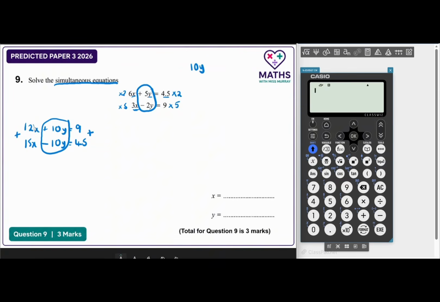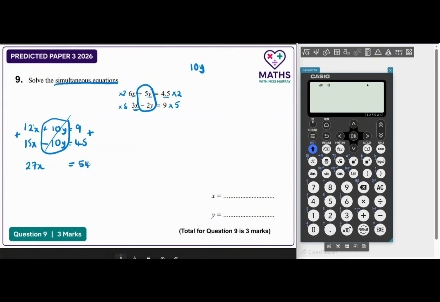So I'm going to add my 2 equations together. So 12x add 15x. You can use your calculator to do 12 add 15, but that is going to be 27x. And that's now been eliminated because negative 10 add 10 is 0. And then 9 add 45 is going to give me 54.